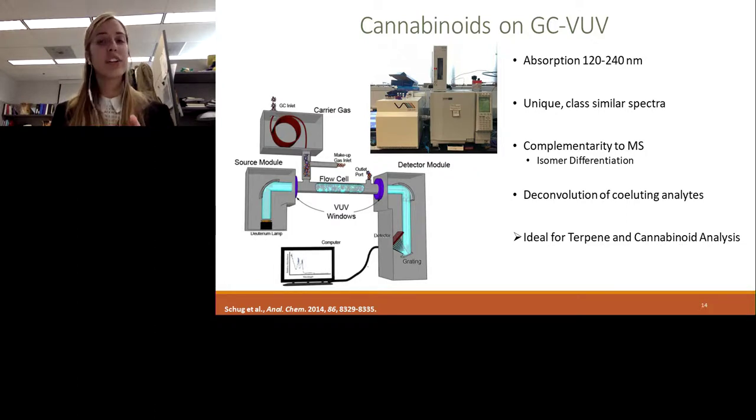And my favorite capability of this instrument is the convolution of co-eluting analytes. So we will see how it's not so important to perform and to obtain a perfect chromatographic separation, because the difference in the absorbance spectra of each analyte can actually be used in post-run to separate the two co-eluting peaks. So for this reason, the GC coupled with the VUV is ideal for the analysis of both terpenes and cannabinoids.